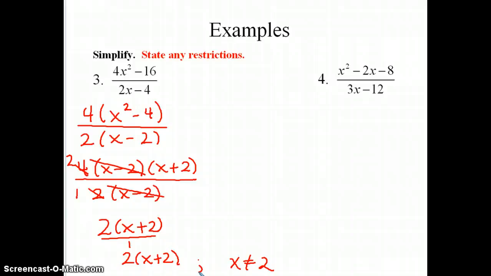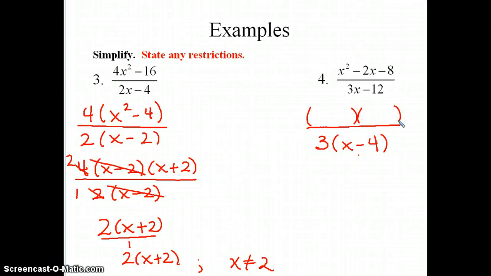Moving on to example number 4. I'll begin this one. Sometimes I look at the numerator and denominator and try to determine which one's easier to factor. I decide the denominator would be easier to factor, so I'm going to factor out a 3, and I'm left with x minus 4. The reason I do that is sometimes by factoring the easiest part, I can look at the numerator and have a hint, based on the denominator, of how I could factor the numerator.